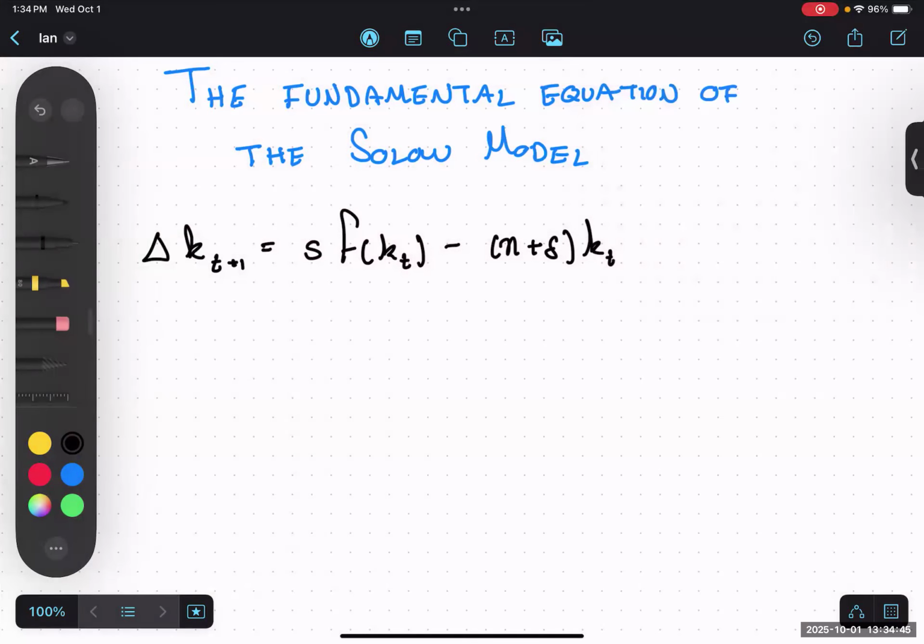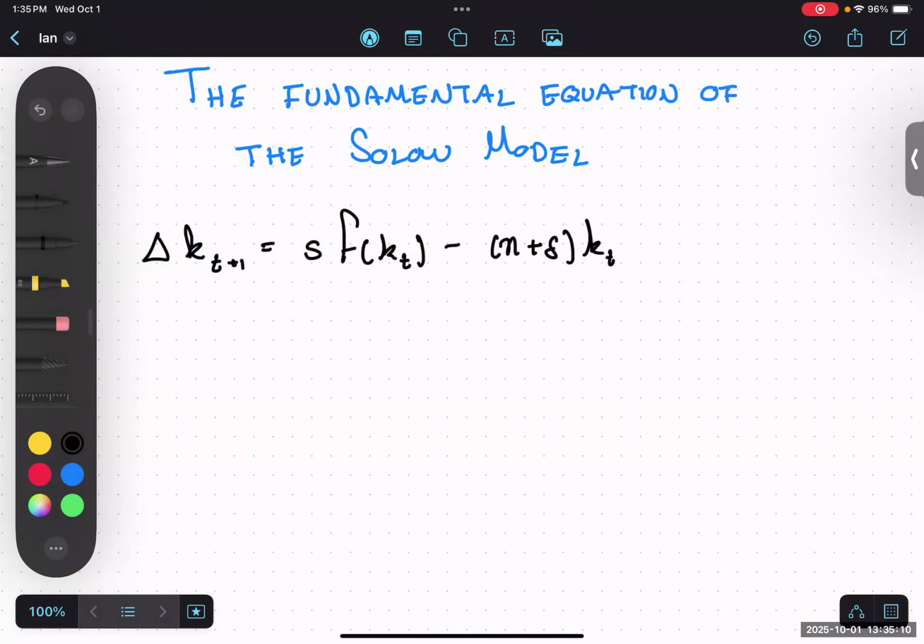In one of his seminal papers, published in 1956 in the Quarterly Journal of Economics, Robert Solow shows in 3 steps how to derive what we know these days as the fundamental equation of the Solow model. In this video, I will quickly explain how to derive it using a different approach.